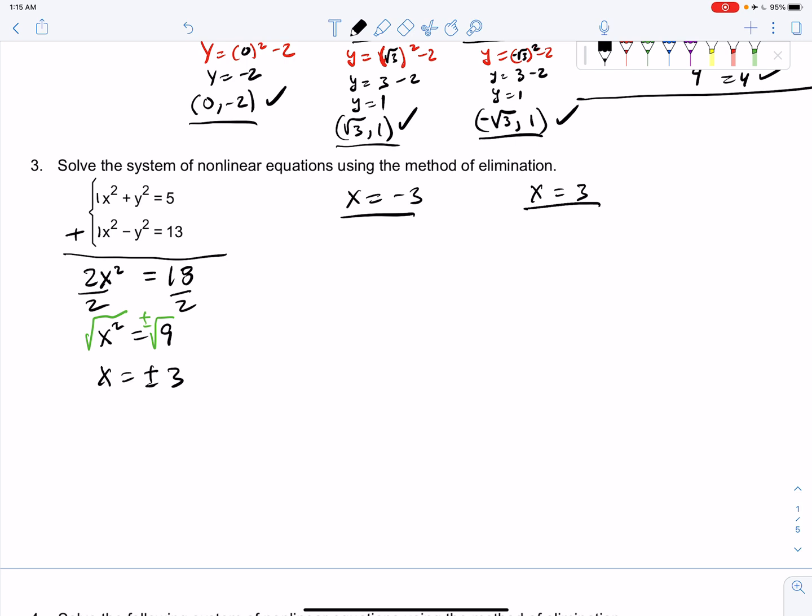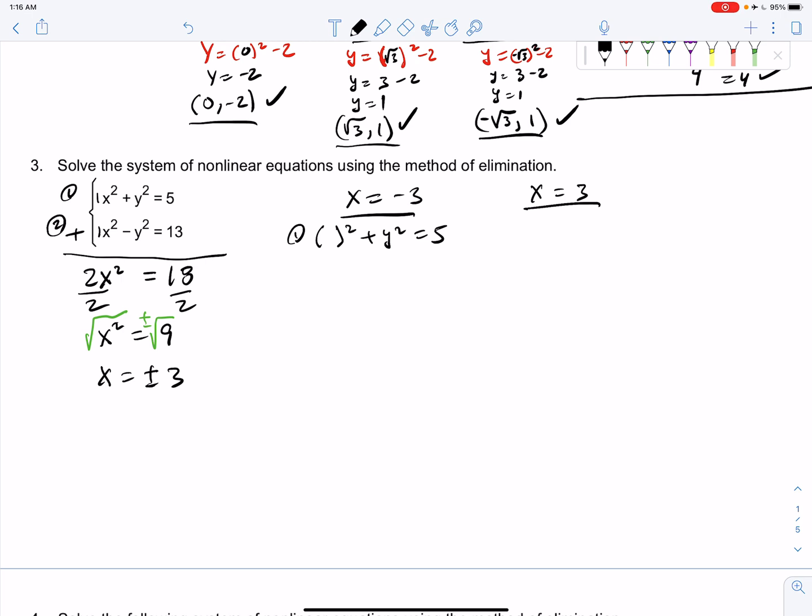Now remember, we can use either equation number 1 or equation number 2. They both have squares in them on x's and y's, so really no advantage. Might as well take the equation that has a plus. Maybe that's a little bit easier. So I'm going to take equation number 1, and, well, let's see. Yeah, we're trying to find the y value. So equation number 1 says x squared plus y squared equals 5.